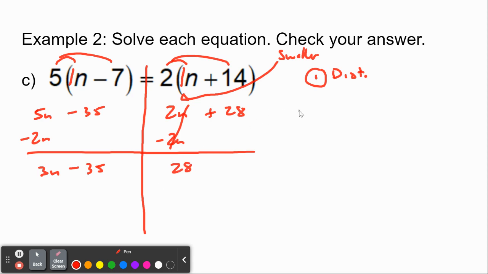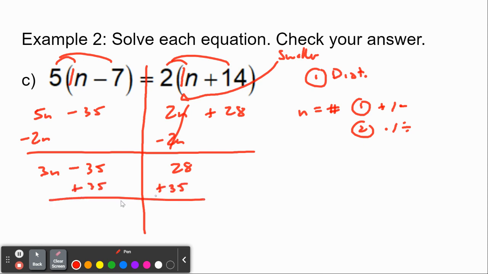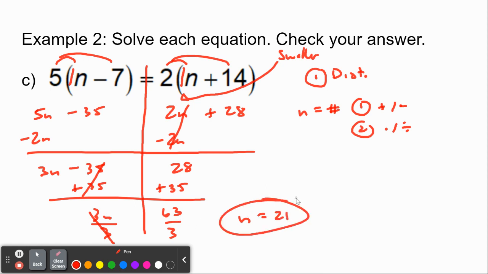And now we've established that the n is on the left, so we're trying to get our number on the right. First thing you do, add or subtract. Second thing you do is multiply and divide. So I see this minus 35, so we're going to add 35 to both sides. 3n comes down, the 35's cancel. 28 plus 35 is 63. And then we divide by this 3 in front of the n, divide by the 3, the 3's cancel, n's all by itself, and 63 divided by 3 is 21.